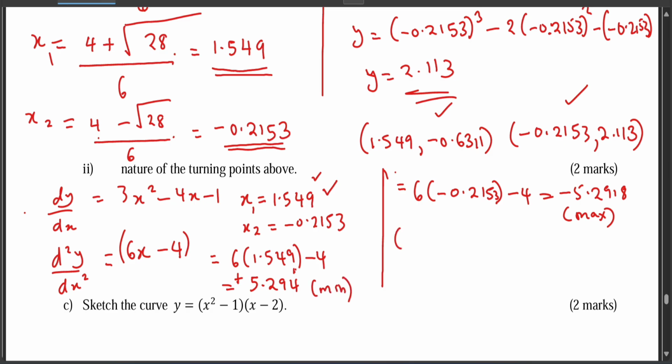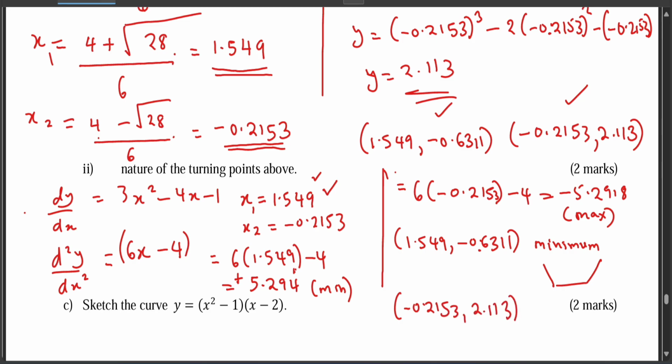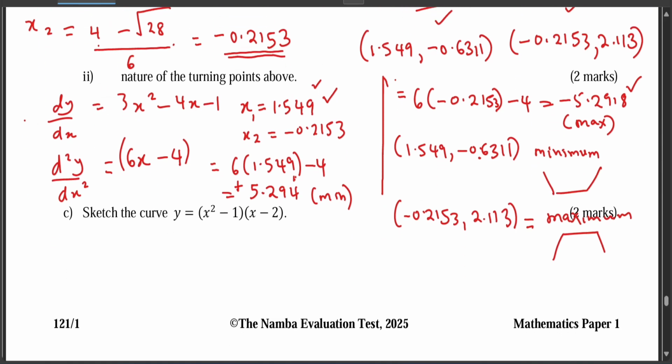So let's write it down. At 1.549, comma negative 0.631, the first turning point, it is a minimum, okay? And therefore your curve will look like this. At the other one, which is negative 0.2153, comma 2.113, you got a negative answer, and therefore it's a maximum, and your curve will look like this. So those are your 2 marks. Now let's come here and sketch the curve.